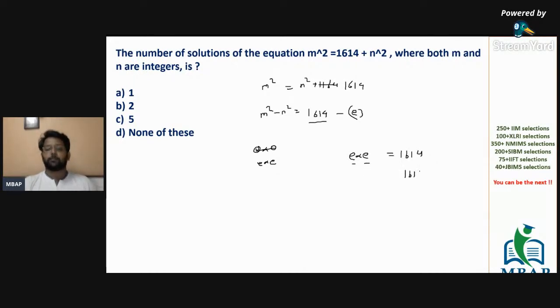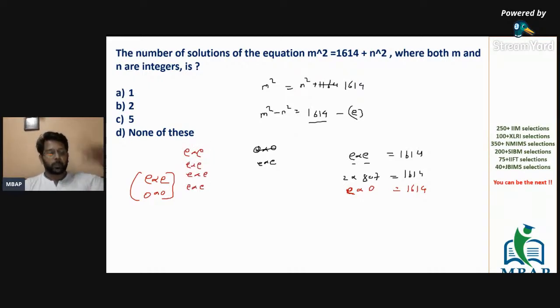If I take 1614, the first even number is going to be 2. So 1614, if you divide by 2, it will become 2 into 807. So the first combination that we got itself is odd into even. I said you need only even into even or odd into odd, right? If you get even into even, you may find subsequent pairs which are even into even. If you get odd into odd, you may find subsequent pairs which are odd into odd.